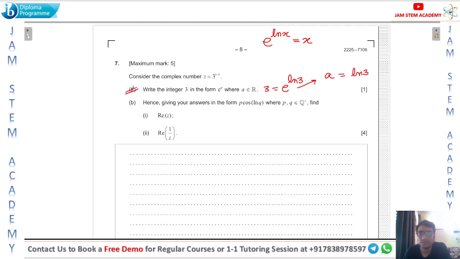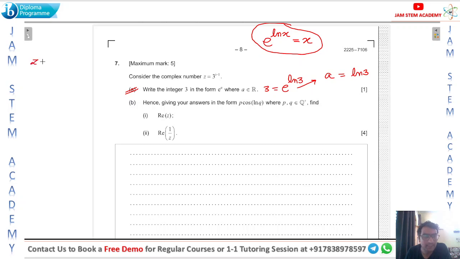Okay. Now the second one says, hence, giving your answer in the form p cosine of log q, where p and q belong to the positive rational numbers, find the real part of z and find the real part of 1 over z.